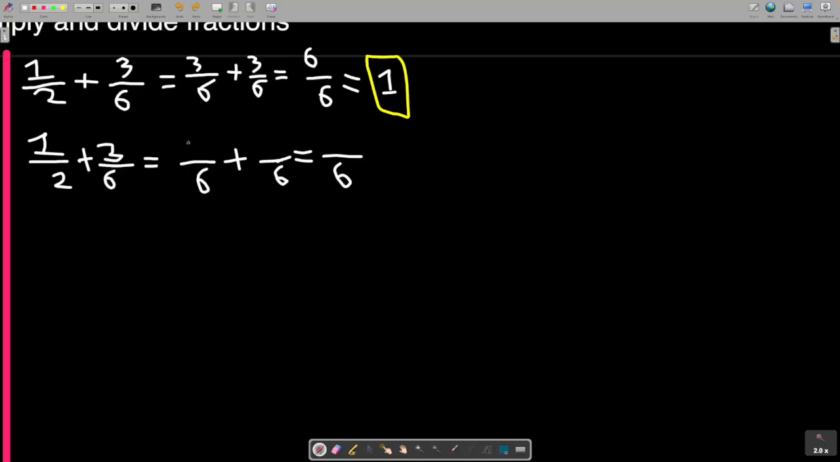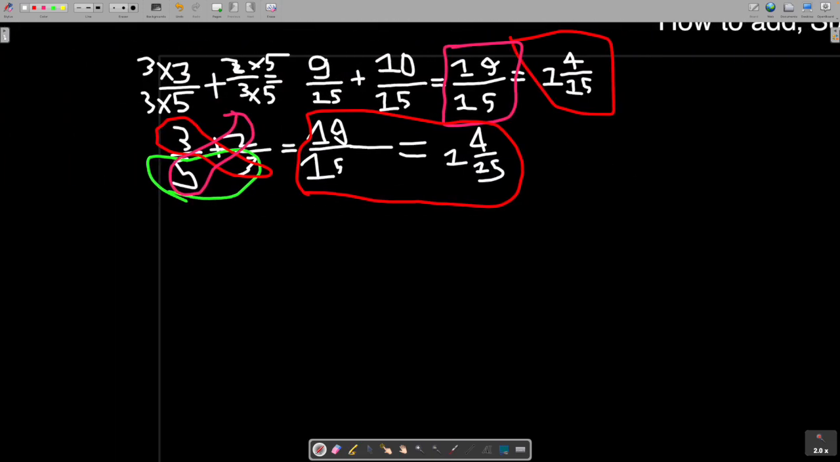So 2 times 3 is just 6. 3 times 1 is 3, so we'll have 3. And then we know that 6 times 1 equals 6, so we don't do anything to it. 3 plus 3 is 6, and of course 6 over 6, just like last time, is 1. So it's still the correct answer. But these don't always work. The growing up one doesn't always work.